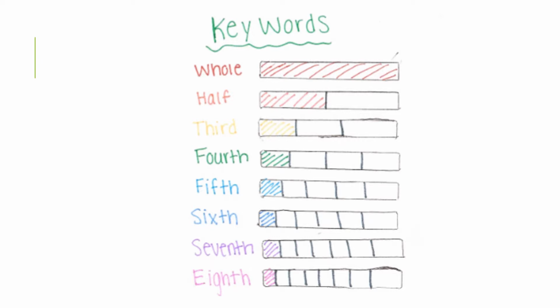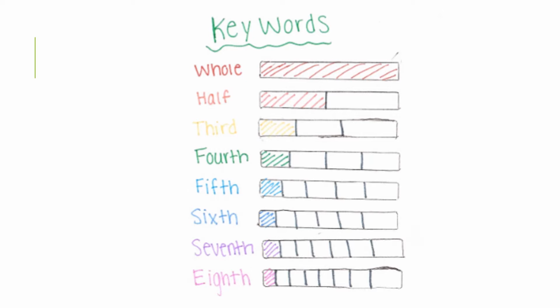Next, we're going to talk about some key words. When speaking about fractions, there is a certain way to pronounce the numbers. To represent everything shaded, we say a whole. To represent one part out of 2 parts, we say one half. Instead of saying 1 third, we say 1/3. Instead of saying 1 fourth, we say 1/4.